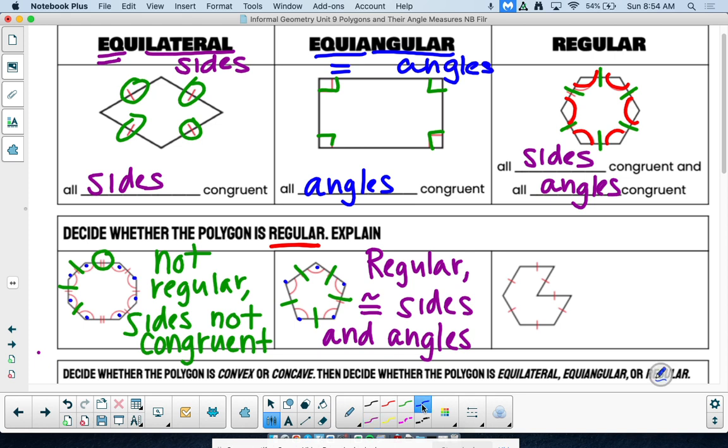Okay, then our last one here. Well, right away we can already see we don't have any markings on our angles. All we have are our tick marks on our sides. And that's not enough to say something's regular, so we're going to say not regular. Oops. Not regular, folks. And we're going to say angles are not congruent.